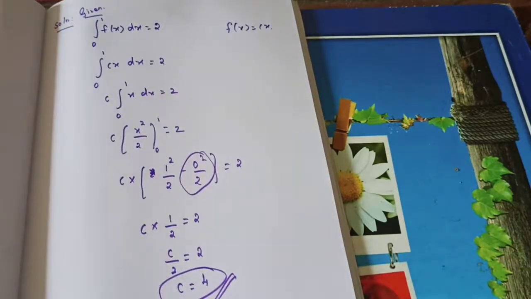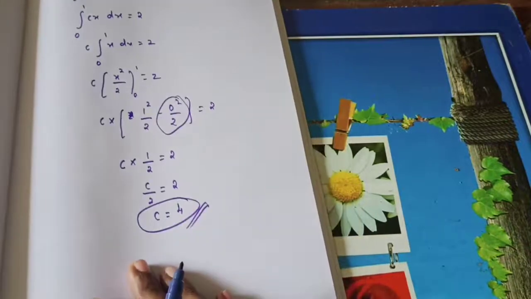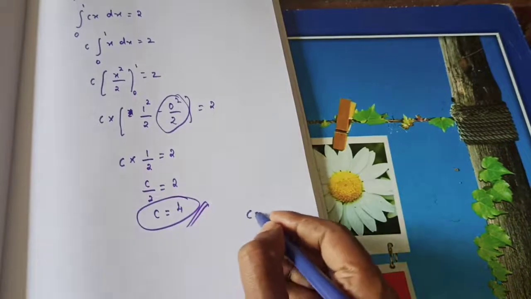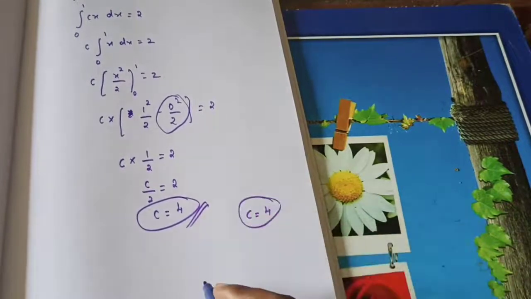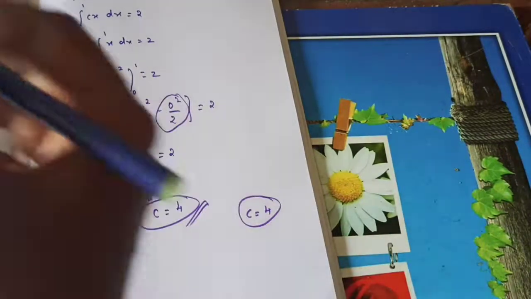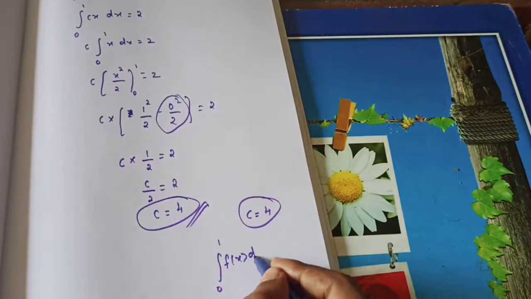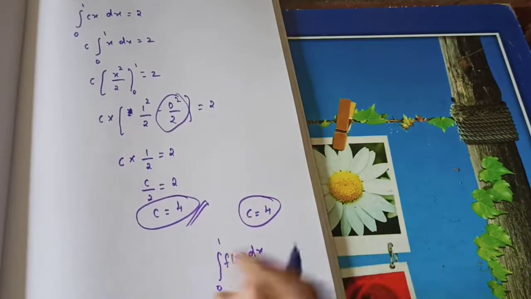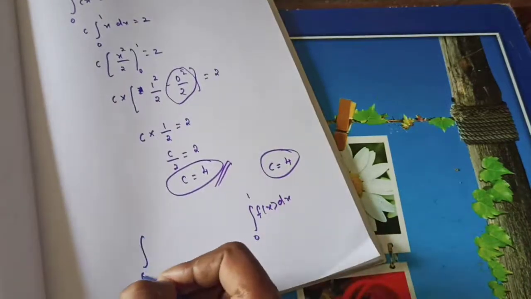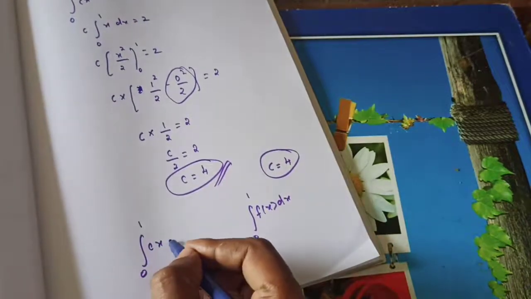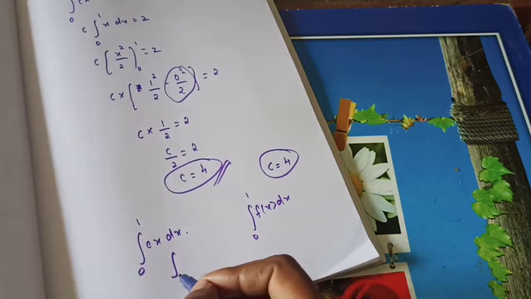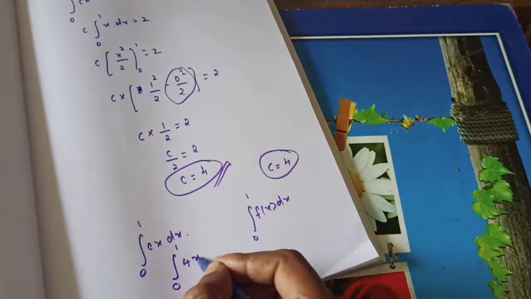Understand? Understand all of you? Okay students, if you need you can check this answer. So now the value of c is 4, correct? Now you can apply the value there. For checking the answer, 0 to 1 f of x dx. So f of x value is cx, is it right? So cx dx, in the place of c apply 4. 0 to 1 4x dx.